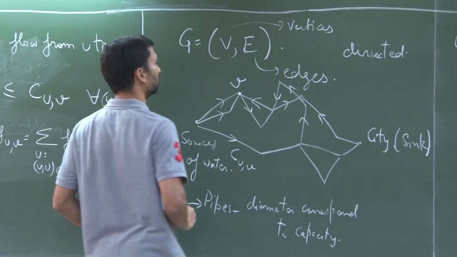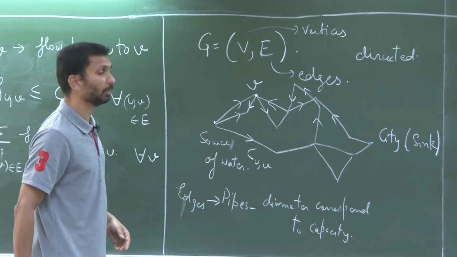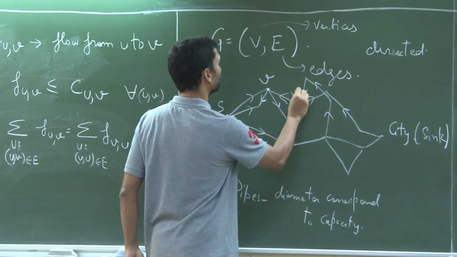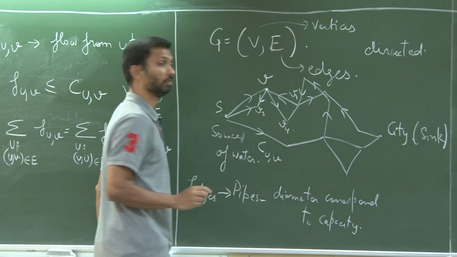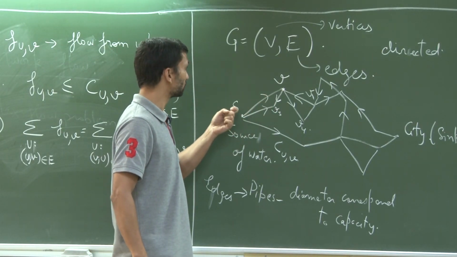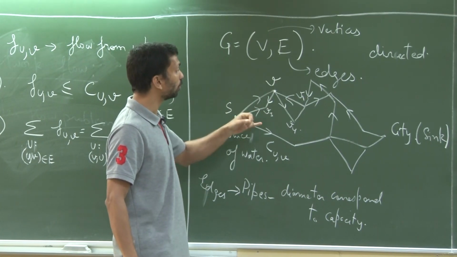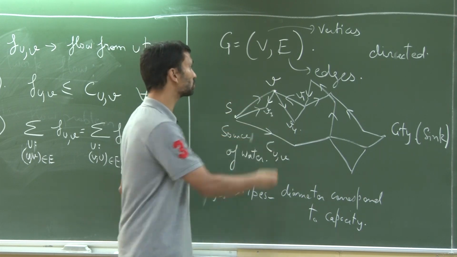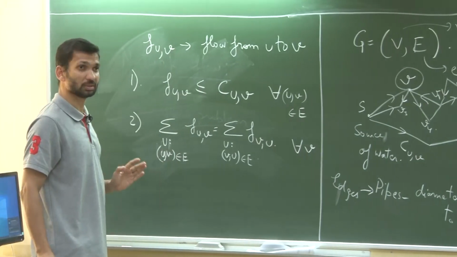So if this was V, then how many edges are coming into it? S to V, V1 to V. So if I want to write down the equation for V, I am going to sum up the flows from S to V and V1 to V. This should be equal to the amount of flow going out of V to V3 and V to V4, because no water can stay here. Correct? This is the equation.